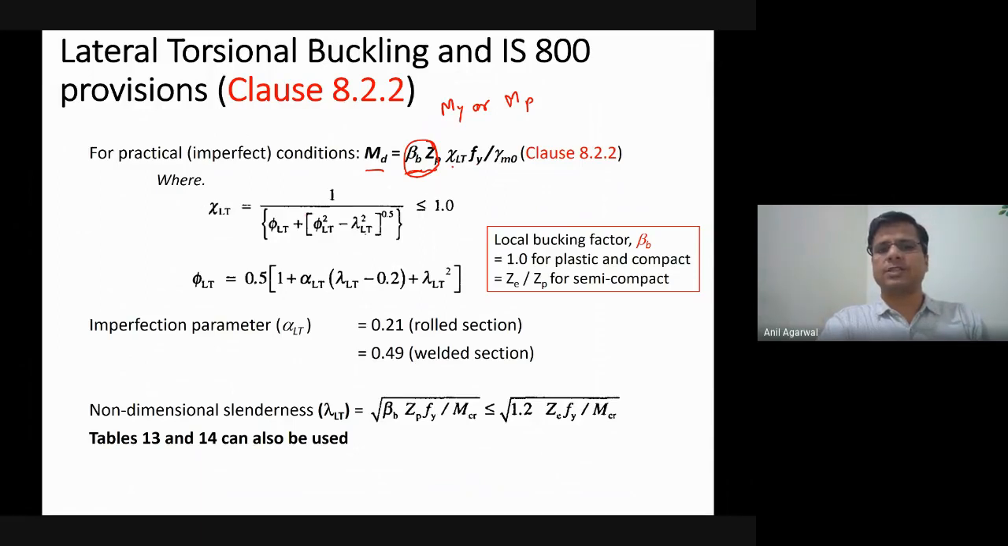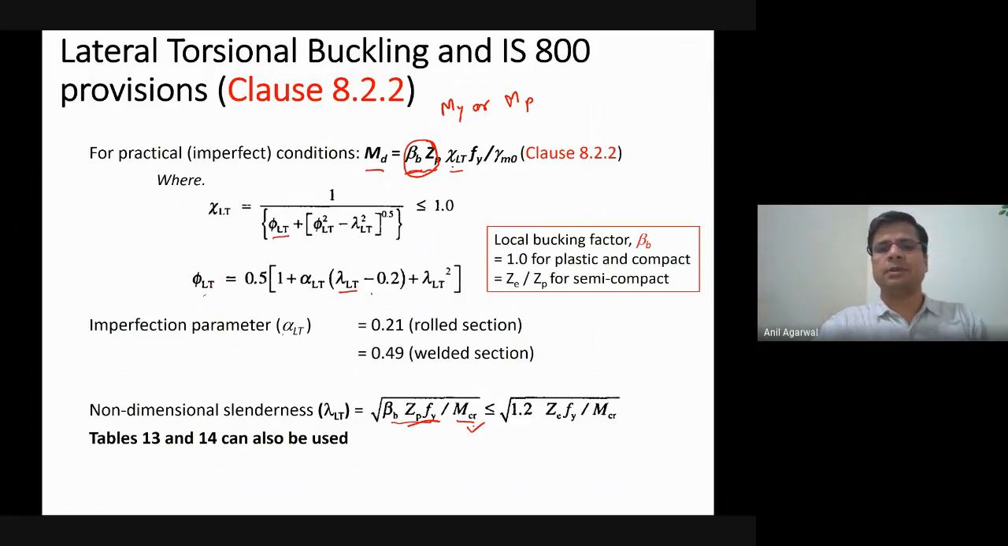The chi factor is basically doing the interpolation for you, wherein you use phi. Phi depends on lambda LT. Lambda LT depends on your Zp Fy, which is MP, and M critical. So that's where your M critical goes into. Your M critical goes into calculation of lambda. Your lambda goes into calculation of phi, and your phi and lambda again go into calculation of chi. That you substitute here. Okay.